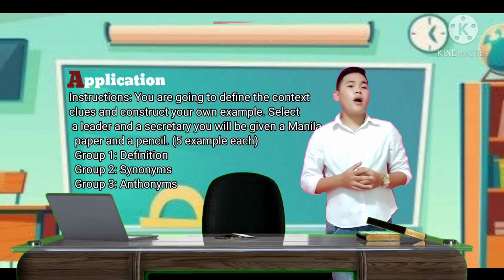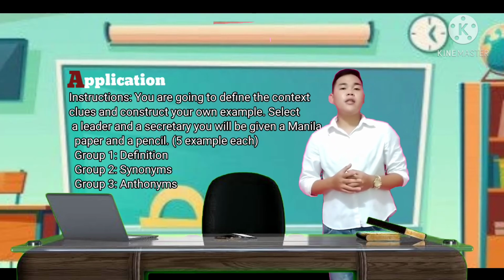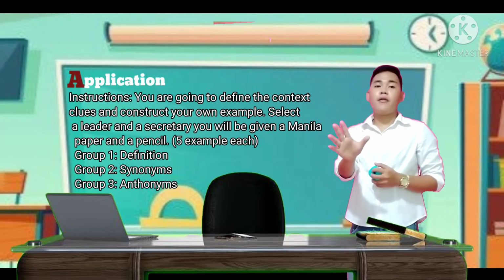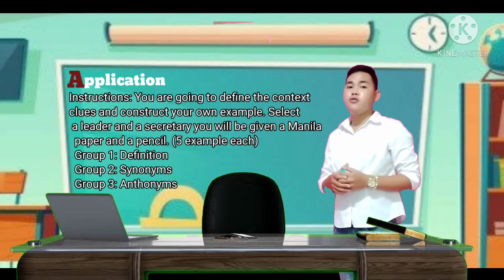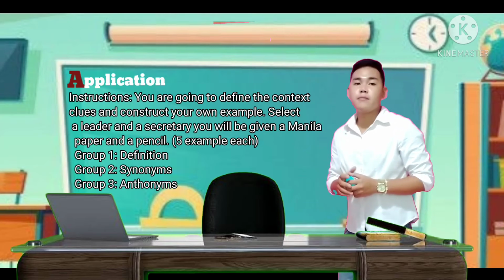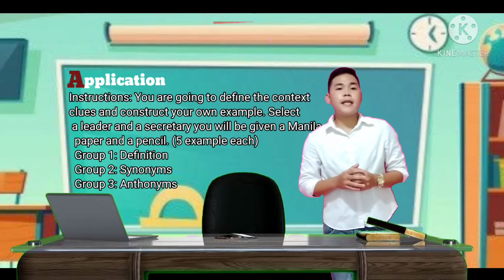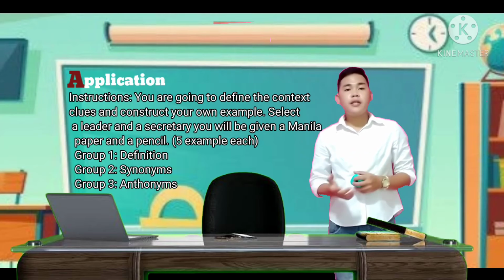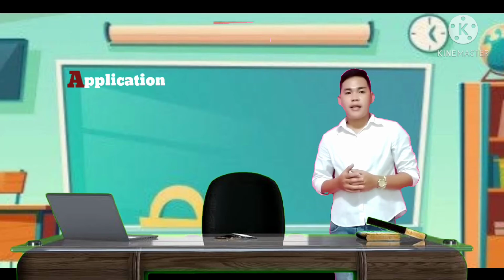So group 1 will be the definition. You will give 5 examples about that. Group 2 is the synonyms, and group 3 is the antonyms. Okay, understand? Alright, let's assume that the activity is already done and they have already submitted.